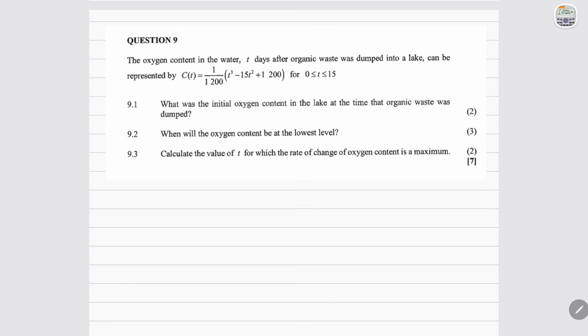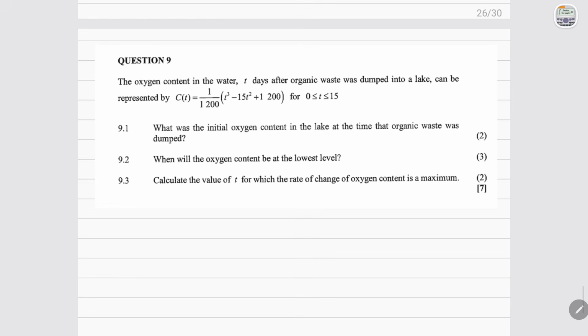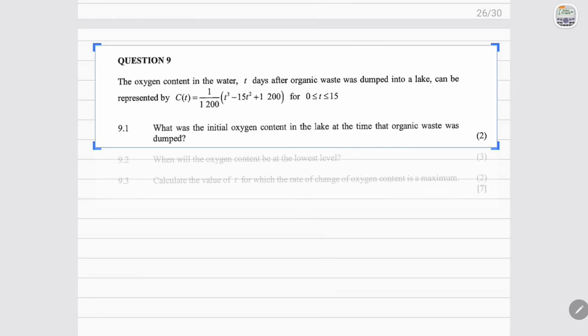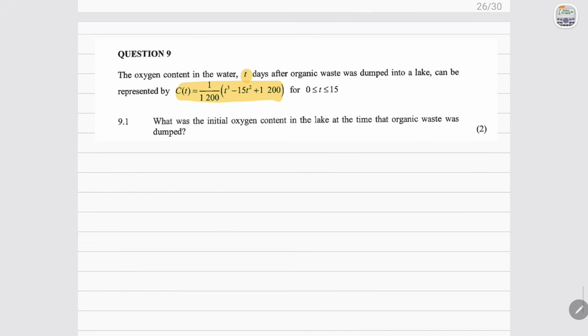We are now on the final question for the calculus section for this video. They say the oxygen content in water T days after organic waste was dumped into a lake can be represented by this equation. So this is just checking the oxygen level after waste was dumped into some lake. You can expect that the oxygen level will drop once you drop waste into it. And we are going to monitor it for 0 to 15 days.